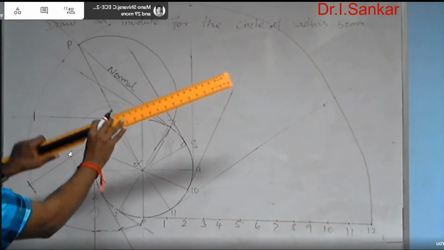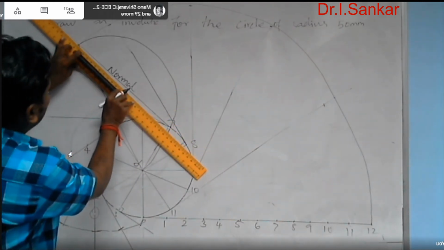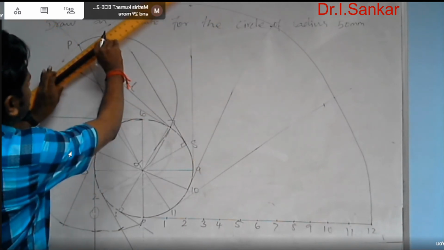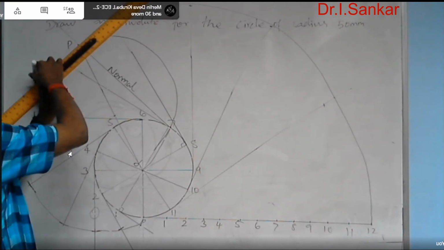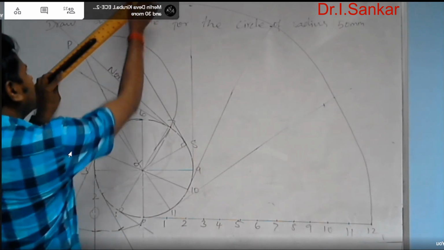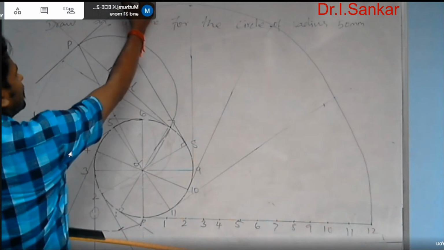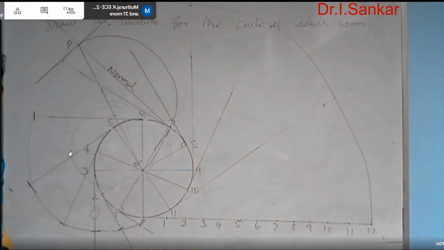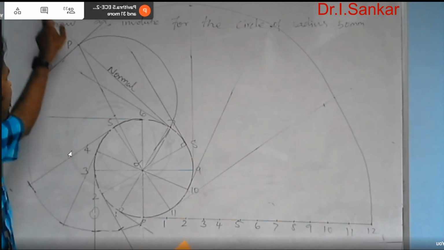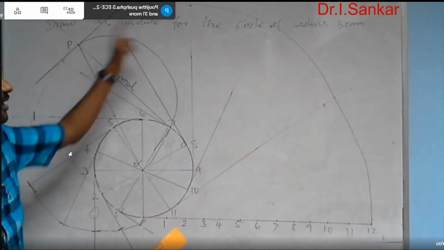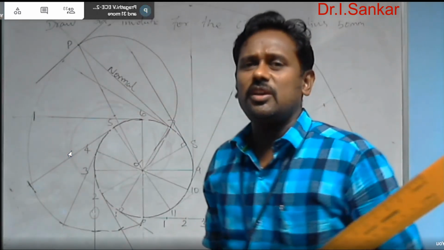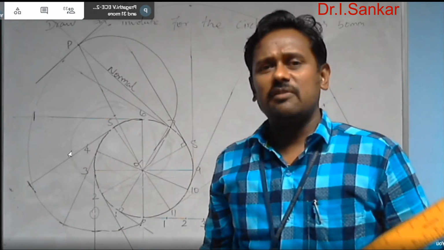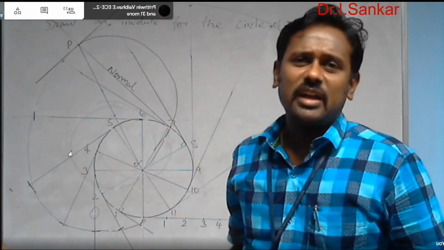So use your drafter, set your drafter's one scale parallel to the normal, then automatically another scale will become perpendicular to that normal. So by using that, through that point P, you can draw one more line. So this line is nothing but the tangent line for the given involute curve. In this way, you can draw the normal line and the tangent line for the drawn involute curve. So in this way, you can draw the involute curve for the given circle, and you can draw the tangent and normal for that.